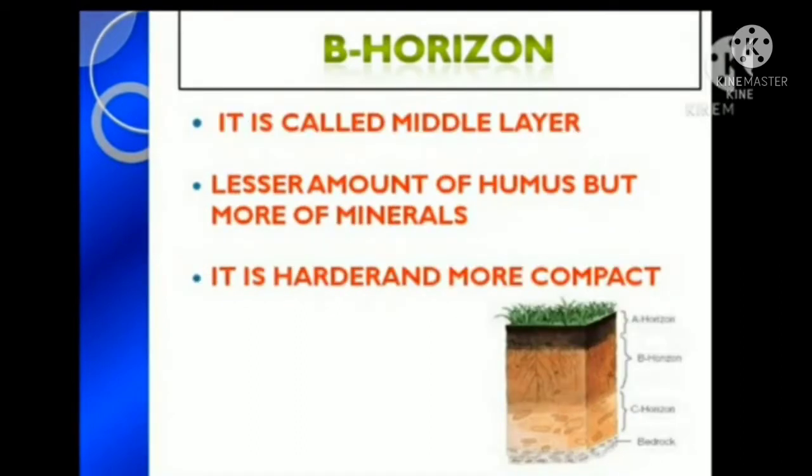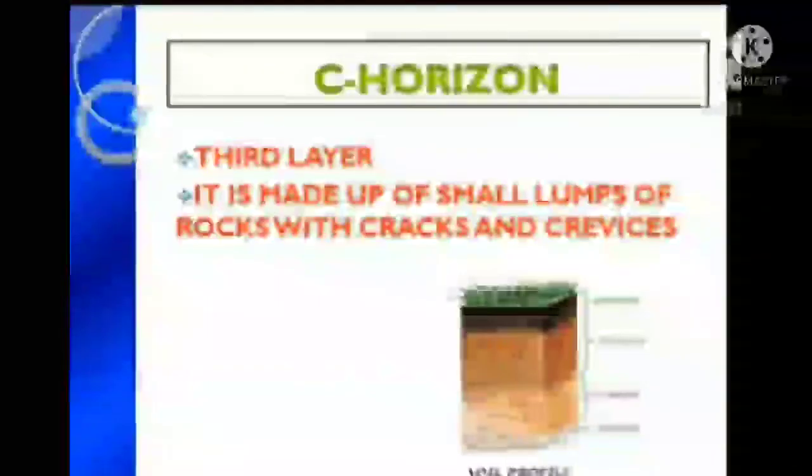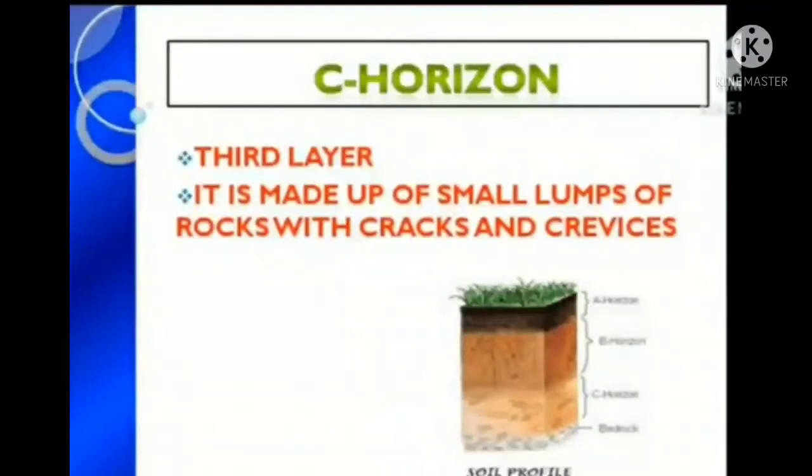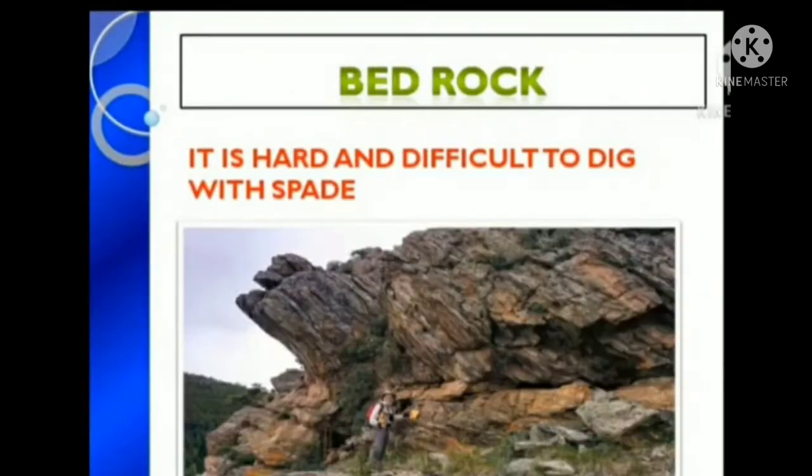Next is B horizon. It is called the middle layer. It contains lesser amount of humus but more of minerals. It is hardened and more compact. Next is the C horizon, which is the third layer. It is made up of small lumps of rocks with cracks and crevices. The last layer is the bedrock, which is hard and difficult to dig with a spade.